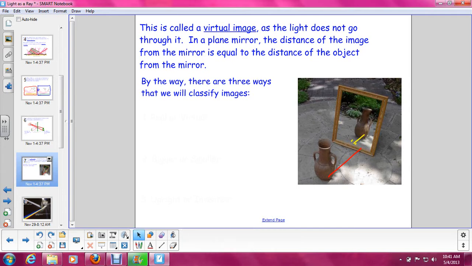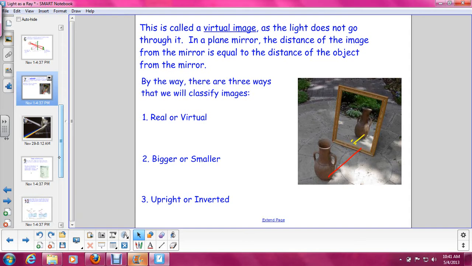Now, we classify images in 3 ways. We classify them as real or virtual. Virtual meaning it appears to be behind something but actually isn't. And real meaning it actually is on the other side of that object. Bigger or smaller? This one's pretty self-explanatory. If you look through a magnifying glass, that is going to be a real, bigger image. And 3, upright or inverted. Is it right side up or upside down?